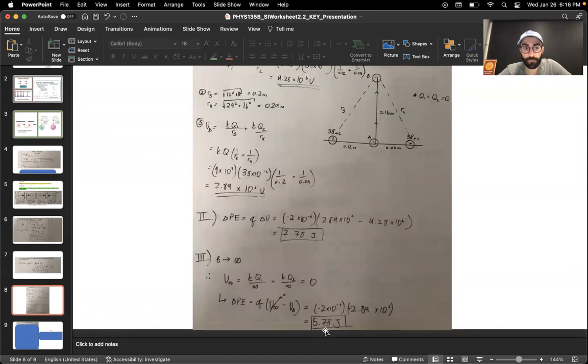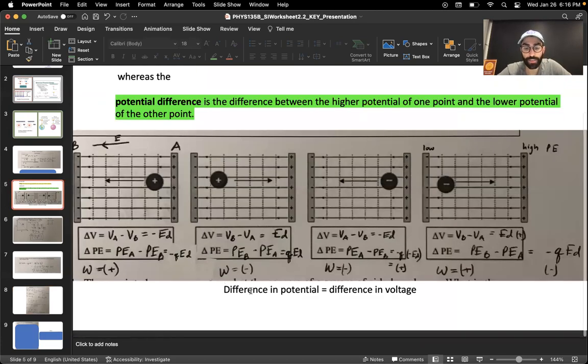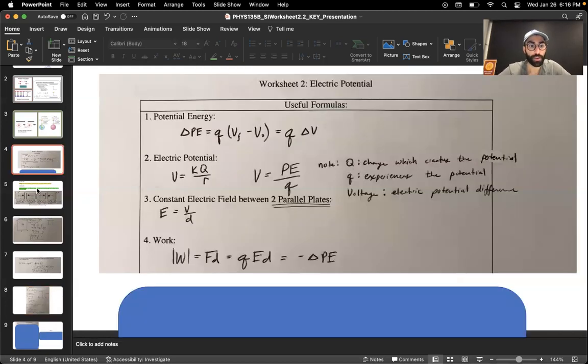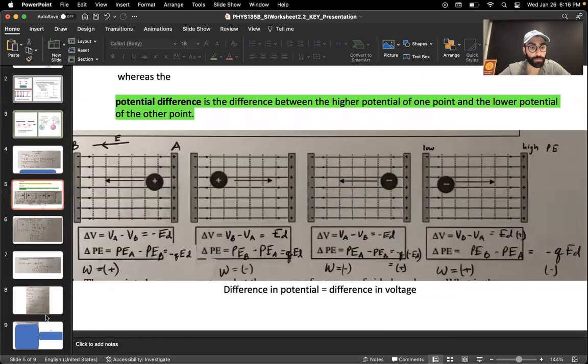Okay. And then I want to just be very clear on this. I said difference in potential equals the difference in voltage. So remember that is true. So back when I was describing, I think it was this point, I said potential, but we can consider those the same thing because the difference in potential equals the difference in voltage. Okay.